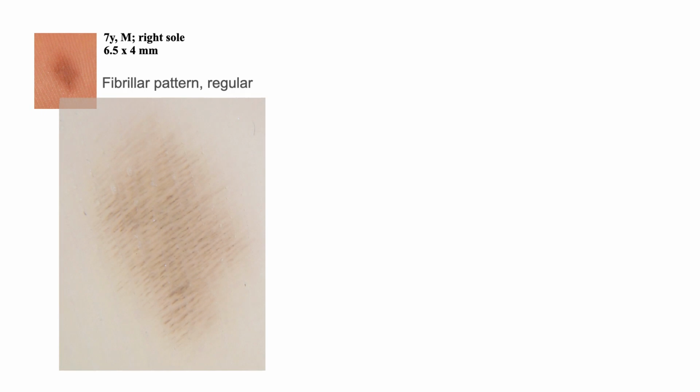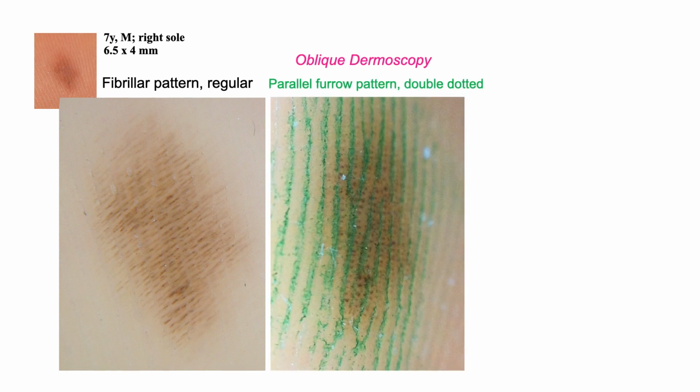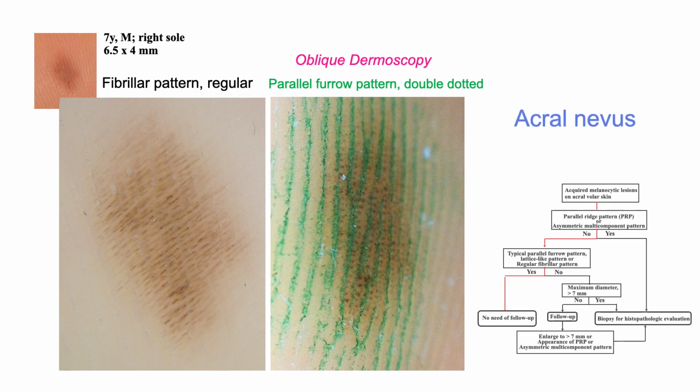The dermoscopic feature of this 6.5 mm lesion is regular fibrillar pattern. Oblique dermoscopy revealed this is originally parallel furrow pattern, the double dotted line variant. This lesion goes down by the red route: acral nevus with no need of further follow-up.